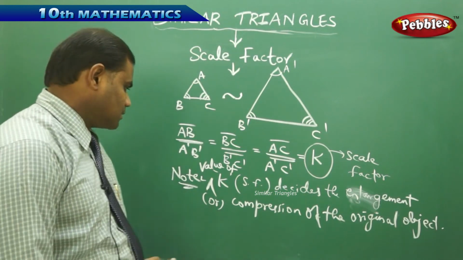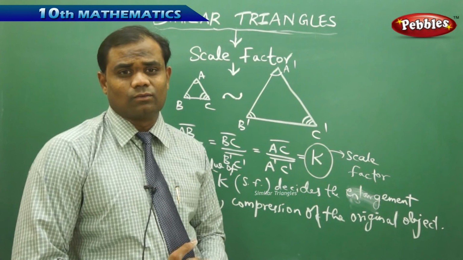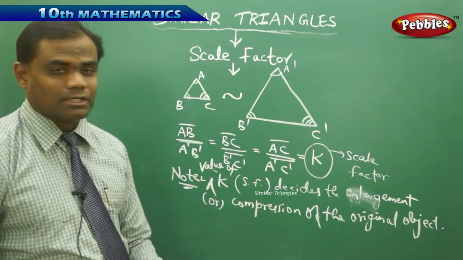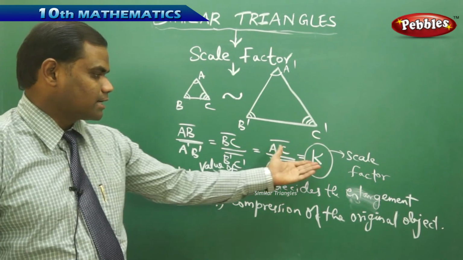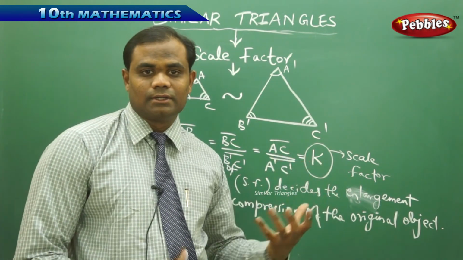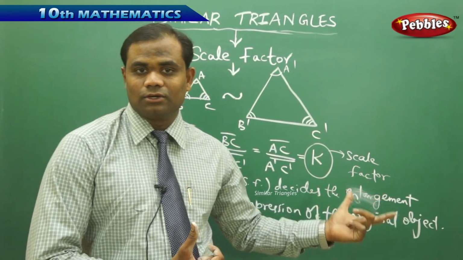Now, what happens when k is greater than 1, or k equal to 1, or k less than 1 is what we are going to see for the session. So let's include three cases through which we understand the scale factor connected with the size of the two objects in similarity of two triangles.